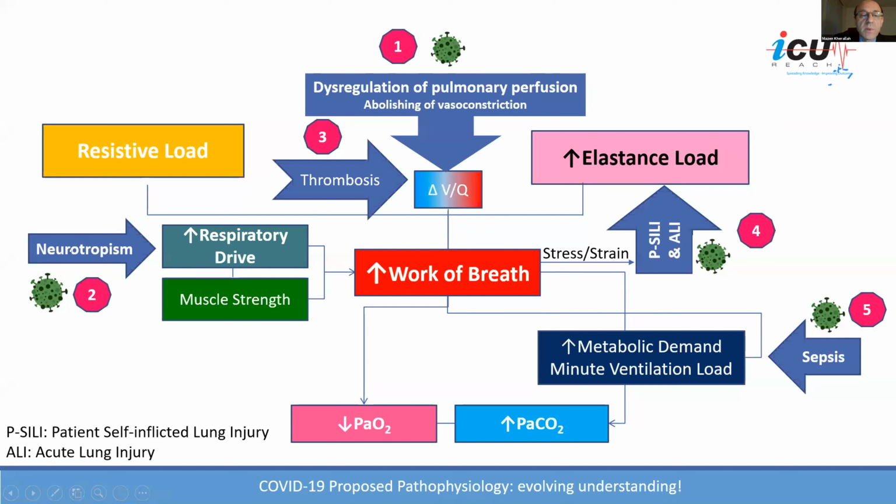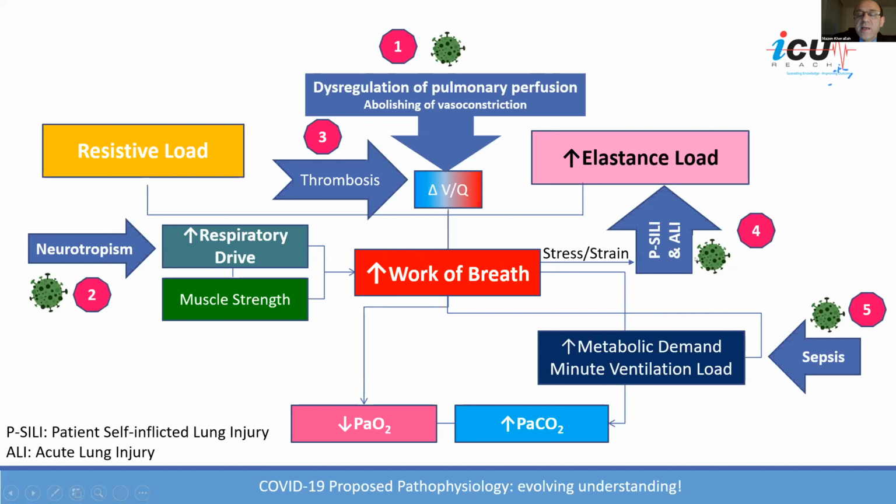At the same time, there's a neurotropism that we talked about that will cause an increased respiratory drive. This increased respiratory drive will increase the work of breath, and the patient will breathe deeply. Number three, because of the local inflammation in the lungs, there is a possibility, it's not a possibility, it is confirmed in autopsies, that there is microthrombosis too. If we have microthrombosis, it's like small emboli that will lead to dead space disease, meaning more work of breath for those patients.